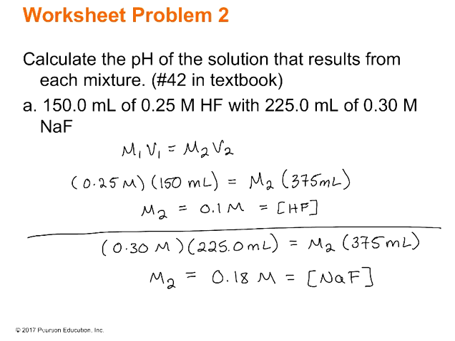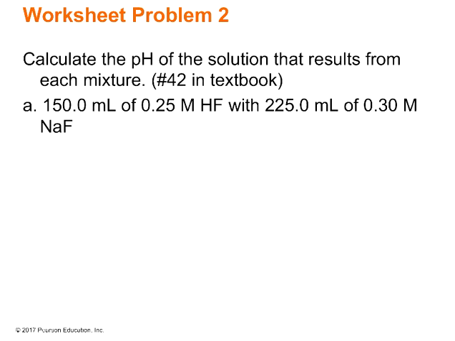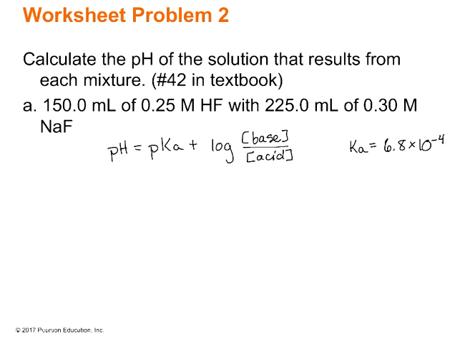So now that we have the concentration of our acid and the concentration of our base, we can plug that into the Henderson-Hasselbalch equation. Okay, we're missing one thing though. We do need the Ka value for hydrofluoric acid. If you look in the back of your textbook, you'll find that the Ka value for hydrofluoric acid is 6.8 times 10 to the negative fourth. So I'm going to rewrite this equation so that we can solve for the pKa, and that's just equal to the negative log of the Ka value.